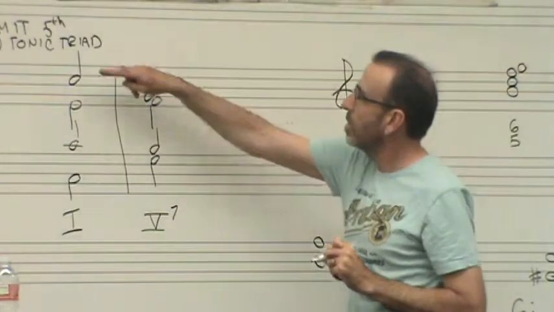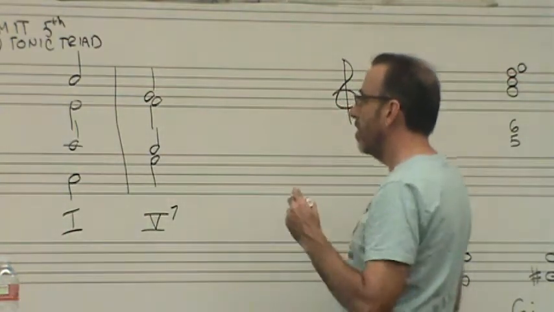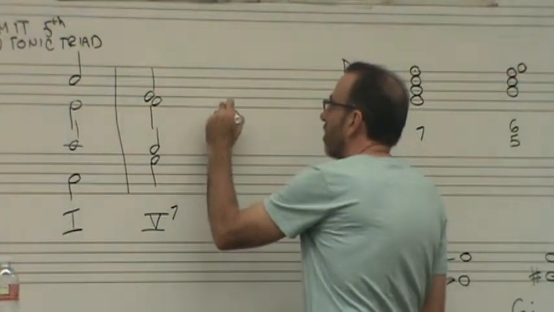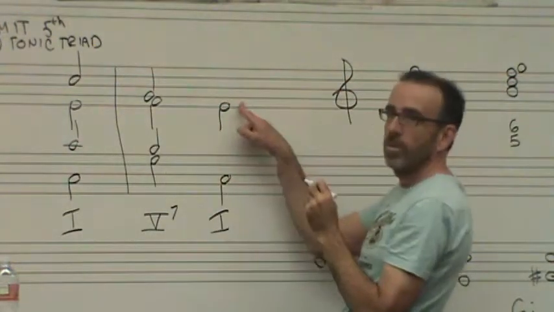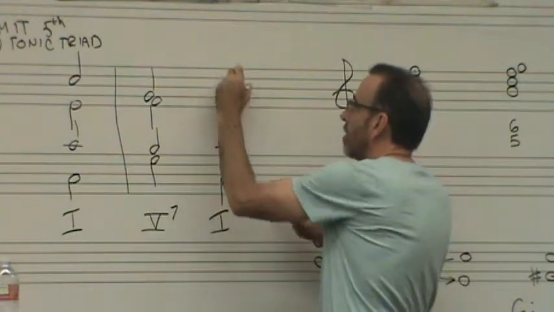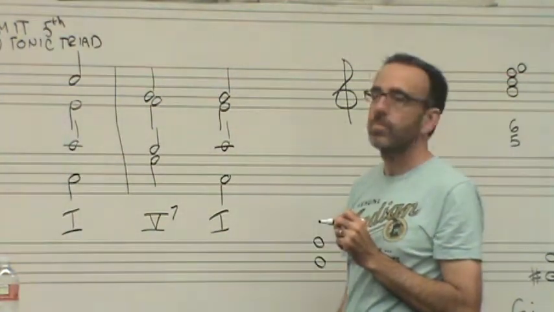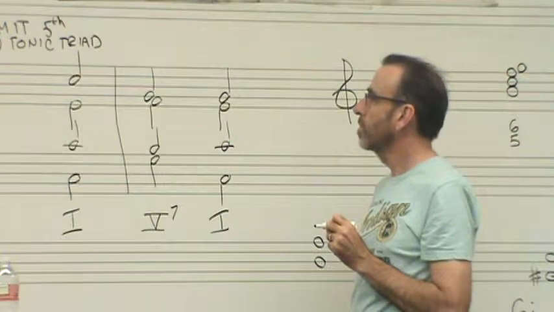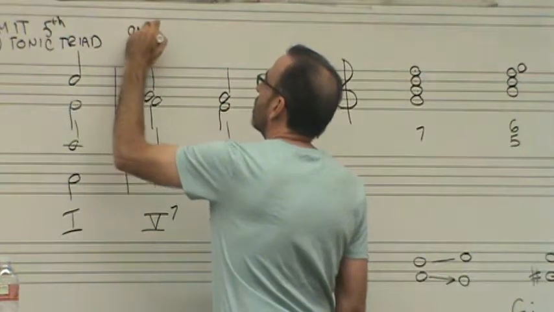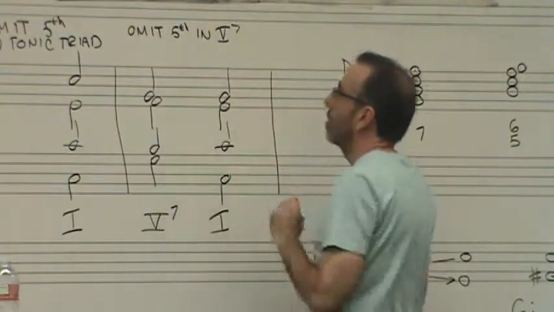Okay, so if we get rid of the fifth up in the soprano there, we double the root, we're going to move the fifth to a root, and then again that gives us breathing room. We can resolve the 7th down by step to the 3rd. We can take the leading tone up to tonic, and we can get the 5th there just by maintaining that same voice. So that is omit fifth in 5/7 chord.